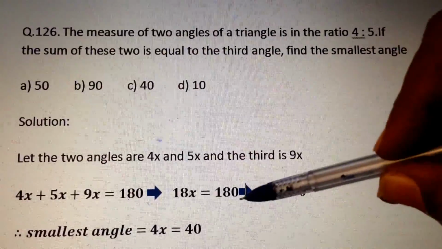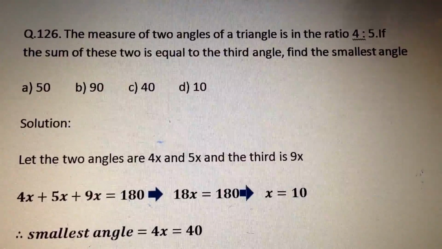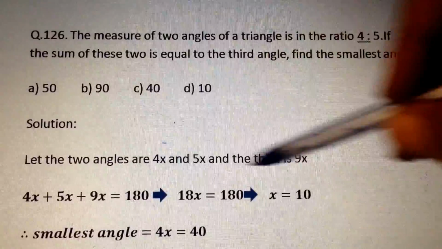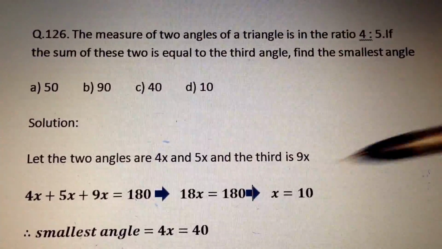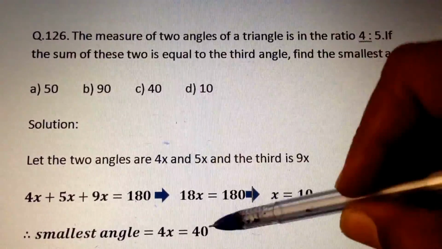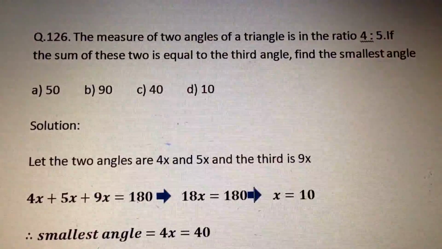18x is equal to 180 degrees. Therefore, x is equal to 10. In these three angles, 4x is the smallest angle. Therefore, smallest angle is equal to 4 into 10, which is equal to 40.